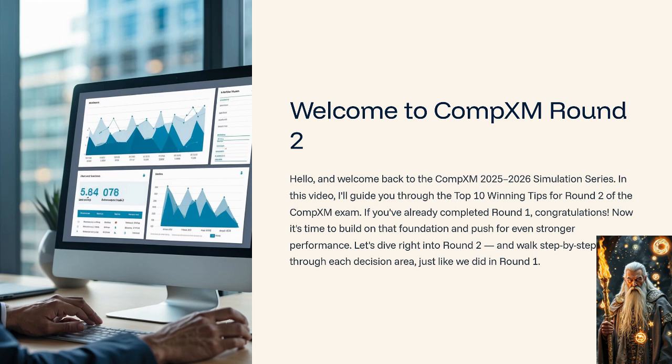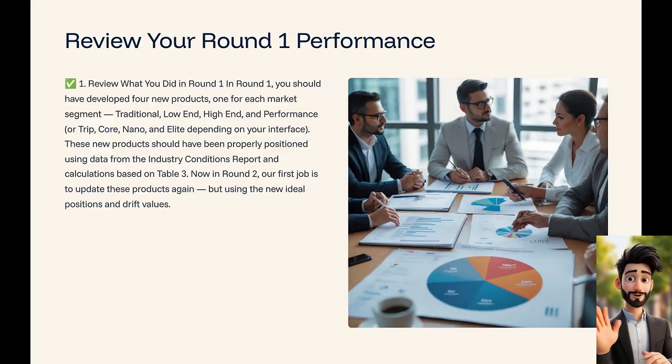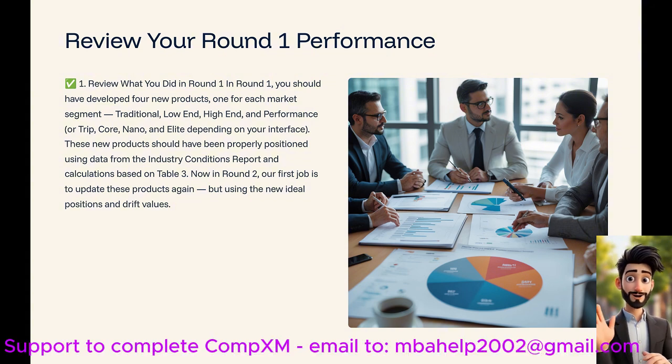Tip 1: Review what you did in Round 1. In Round 1, you should have developed 4 new products, one for each market segment: traditional, low-end, high-end, and performance, or trip, core, nano, and elite depending on your interface. These new products should have been properly positioned using data from the Industry Conditions Report and calculations based on Table 3. Now in Round 2, our first job is to update these products again, but using the new ideal positions and drift values.